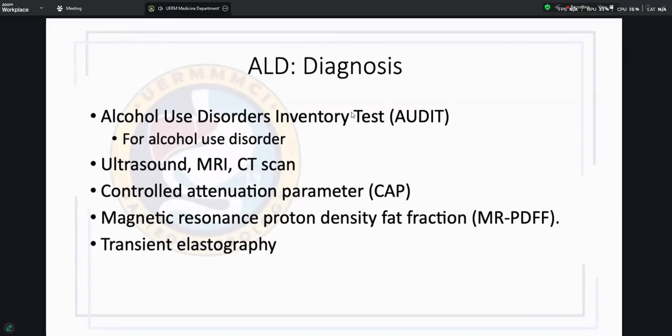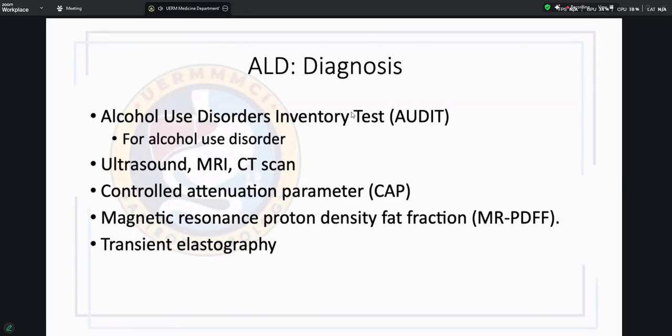Alcohol-associated steatosis can easily be seen on simple ultrasound, on magnetic resonance imaging, or computed tomography. The percentage of fat in the liver can also be quantified with the ultrasound technique of controlled attenuation parameter, or CAP, or with magnetic resonance proton density fat fraction.